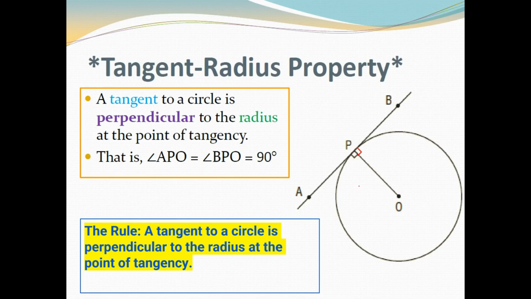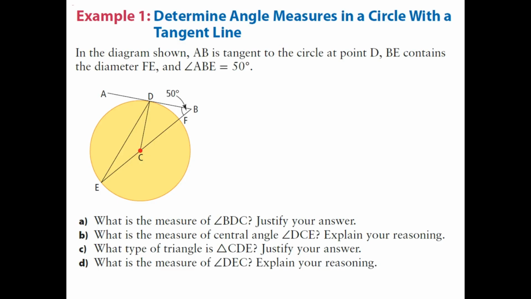Now let's go over some examples using this property. In this example, I have a diagram. In this diagram, AB is tangent to the circle at point D, and BE is my line here. It contains the diameter FE, and I also have angle ABE given as 50 degrees. I'm going to use that to help me answer my questions.